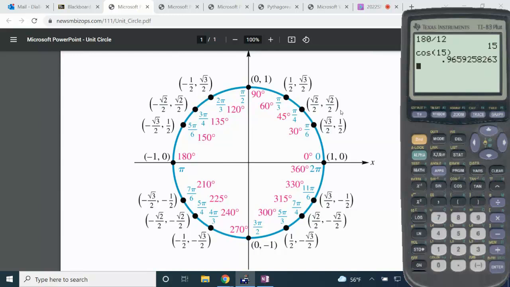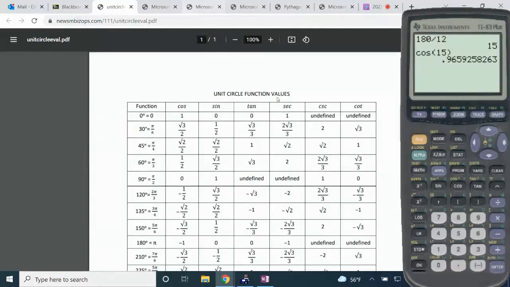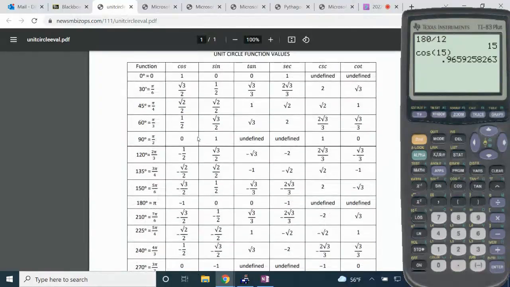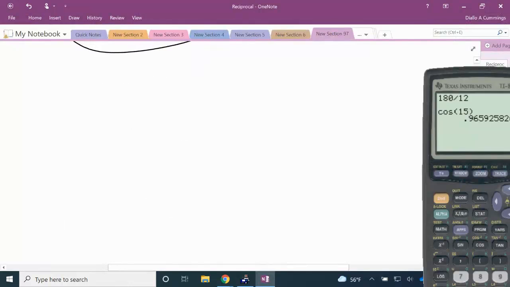Normally, you want to use angles that are in the first quadrant, right? Normally, because they're easy to work with. However, we can use the unit circle function values chart. Okay, we're going to see how this also plays in on what we're doing. All right, so let's go back to our question. How can we find the exact value for the cosine of 15 degrees.